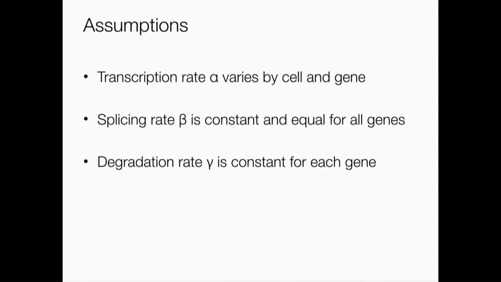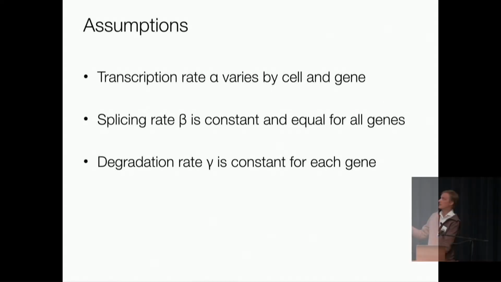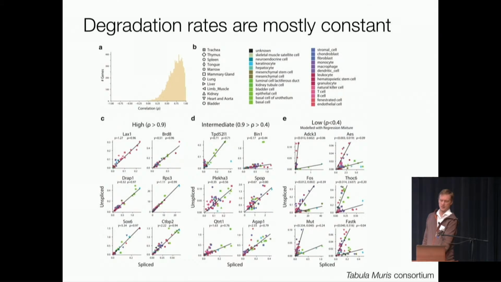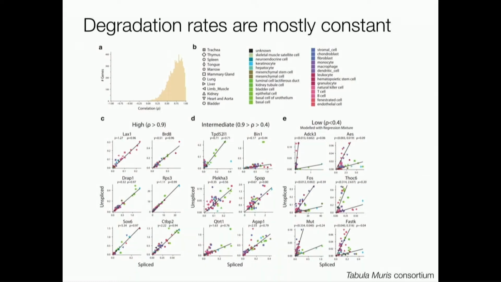So I guess I'm running out of time, but let me justify one of the key assumptions here. One of the key assumptions is that the degradation rate is constant for each gene. So we fit a constant degradation rate, and we assume that only the transcription rate varies. So to investigate whether this is reasonable, we actually measured or estimated degradation rates in a large cohort of tissues.